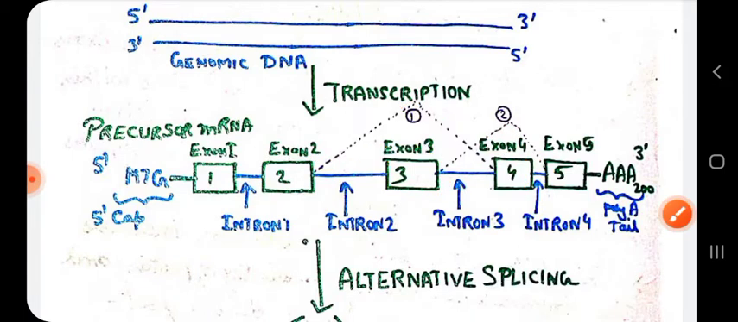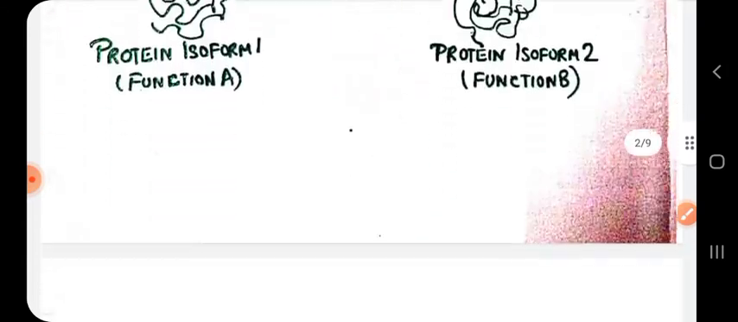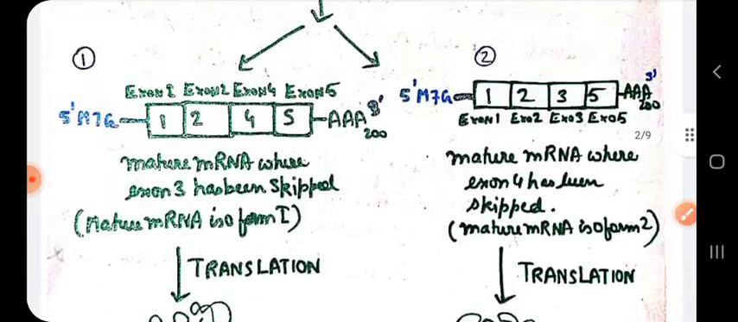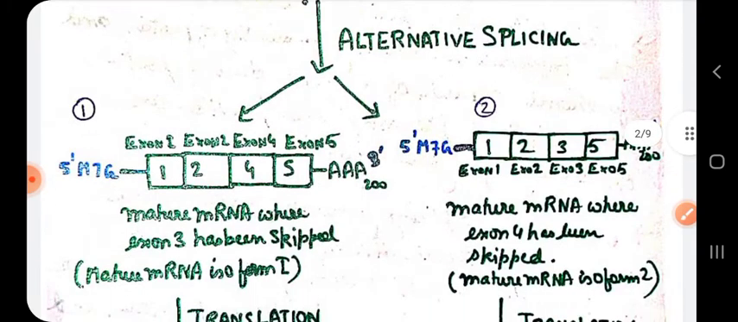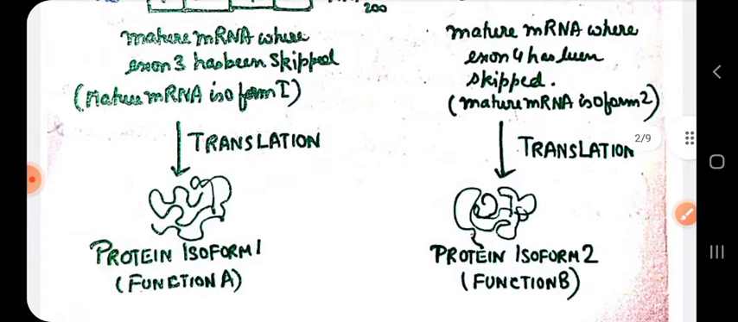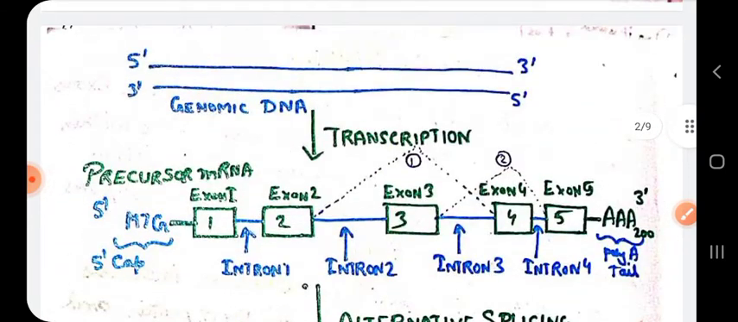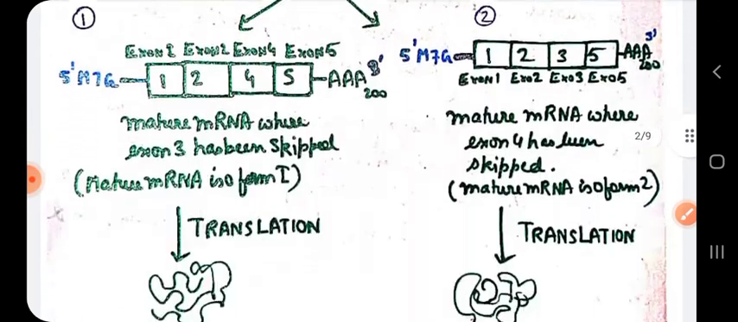So there are different types of alternative splicing. We will discuss maybe in the next video. So these are the general concepts of alternative splicing. Now we will say a little bit about the types of alternative splicing also. I hope you have understood this part. This is the basic thing of alternative splicing, how alternative splicing occurs. Moving to the next page.